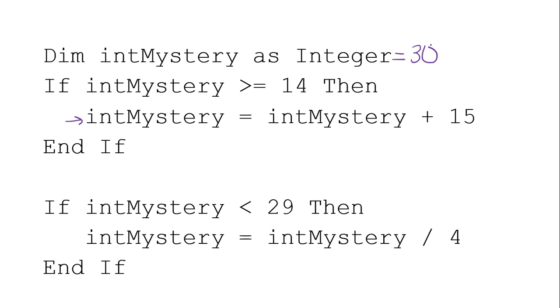Okay, you should have paused. If you didn't, you should pause again and make sure you do this. So first thing, is 30 greater than or equal to 14? Yes, right? 30 is greater than 14. So I'm going to go into this if statement, and the value of int mystery is 30. I'm going to add 15 to that. So int mystery is now 45, right? 30 plus 15 is 45. We stop that if. Now let's check the next one. Is 45, because that's what int mystery is now, less than 29? No, right? 45 is not less than 29. So this will not run.